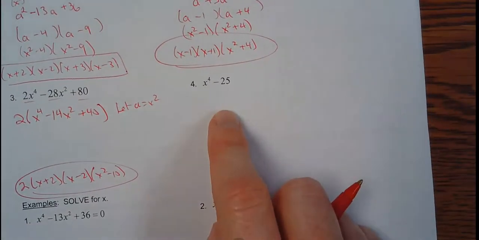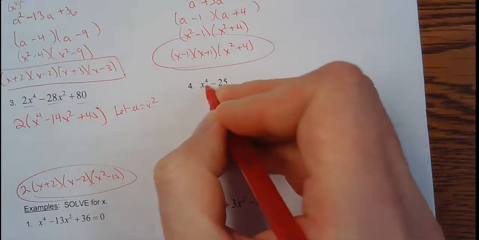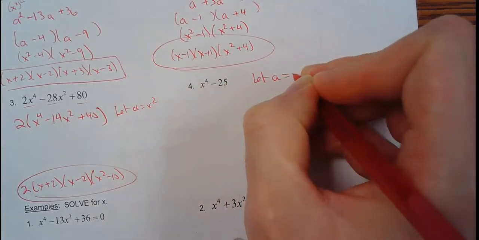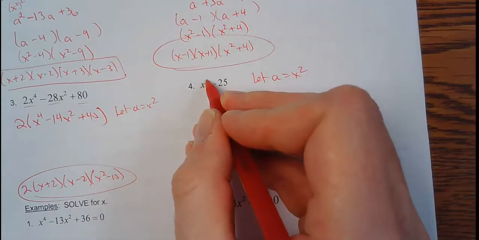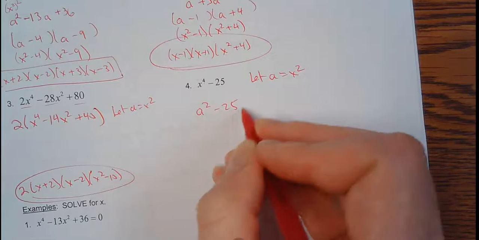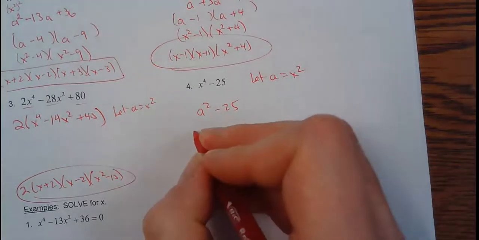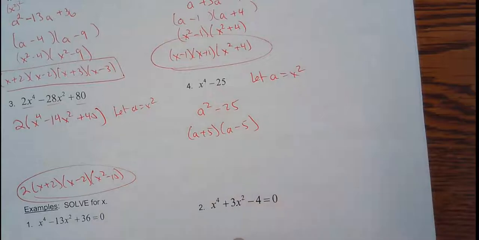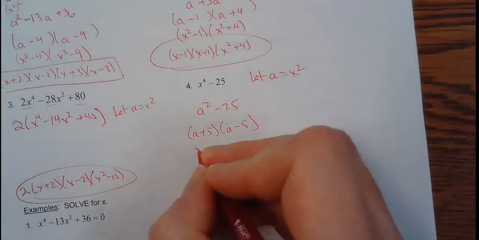Let's try this guy too. So this one here, there's no x squared in there, but think of this again. Let a equals x squared. So x to the fourth is actually x squared squared, so that'd be a squared minus 25. Can you factor this? Okay, that's a difference of two squares, so it'd be a plus 5 times a minus 5. Put the x squareds back in.